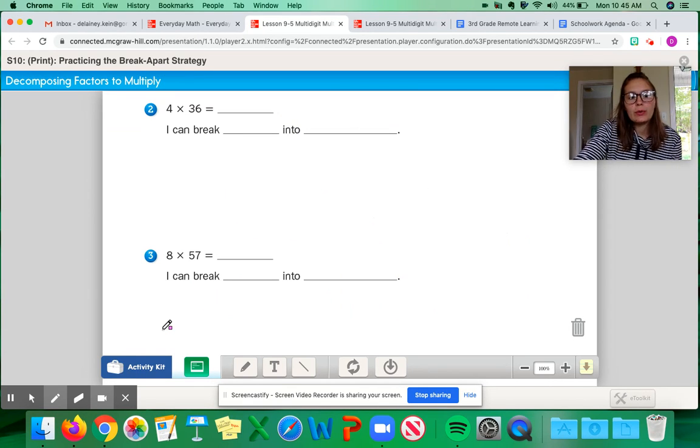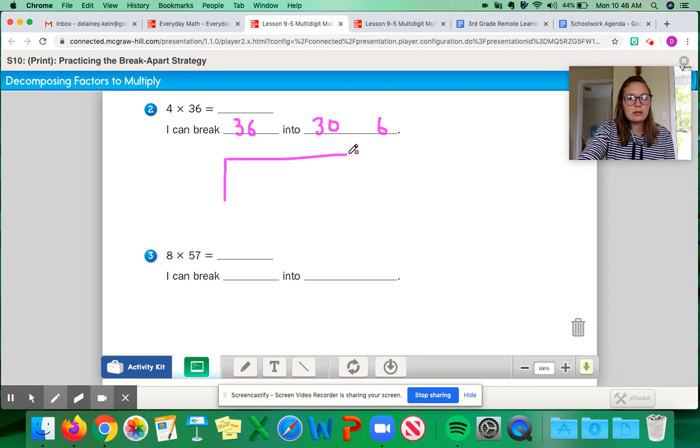Okay, for number 2, same strategy here. We have 4 times 36 equals, I'm not sure. So I can break blank into what? Again, I'm going to split up the bigger number here, 36. That just seems really tough to work with. So if I split 36 into two easier numbers, I'm thinking the 10s, 30, and then the leftover ones, 6. 30 and 6.